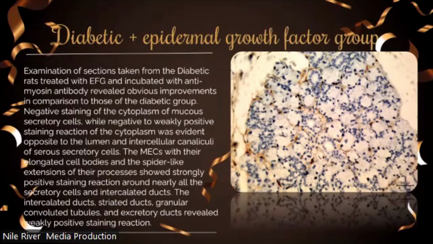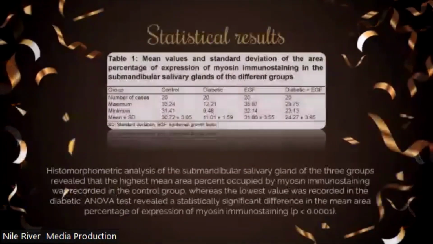The myoepithelial cells were elongated with bodies and spider-like extensions of their processes, showing a strongly positive staining reaction around the secretory cells and the intercalated duct. The intercalated duct, striated duct, granular convoluted tubule, and the excretory duct revealed weakly positive staining reaction.